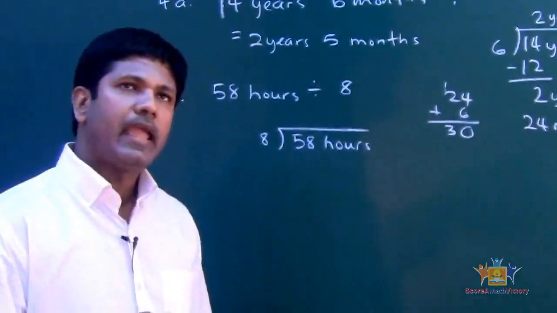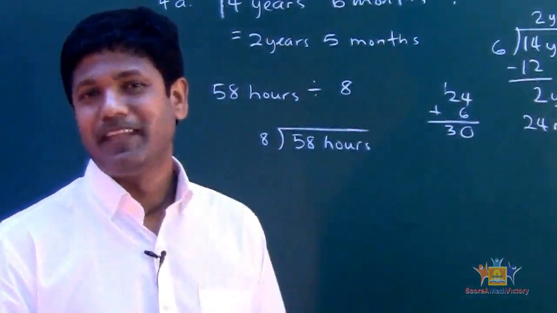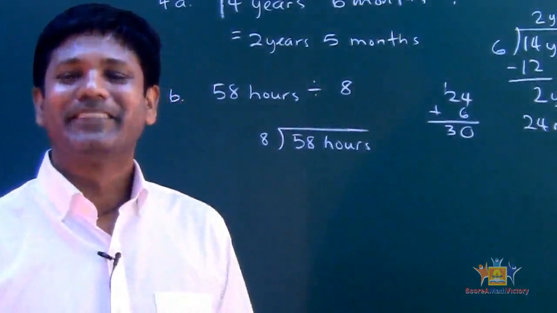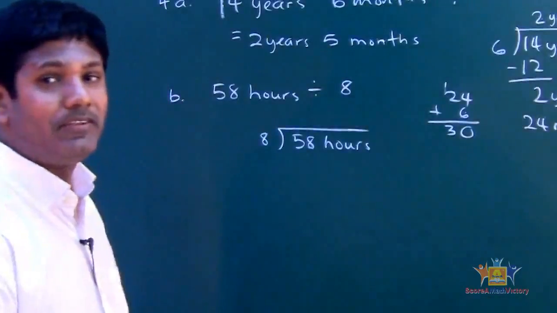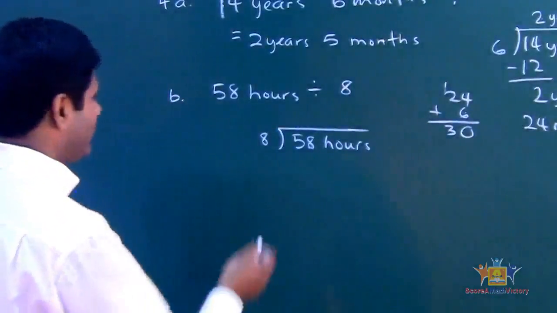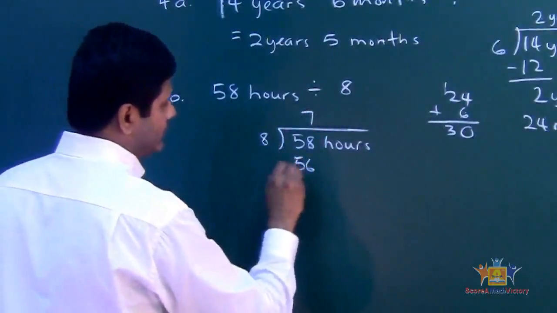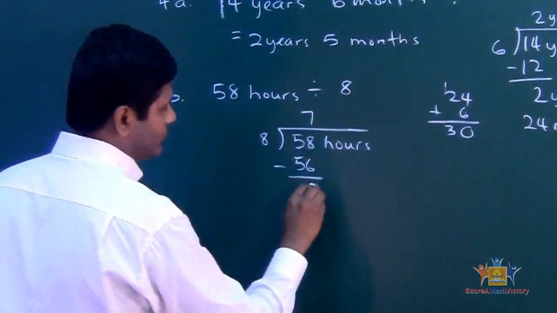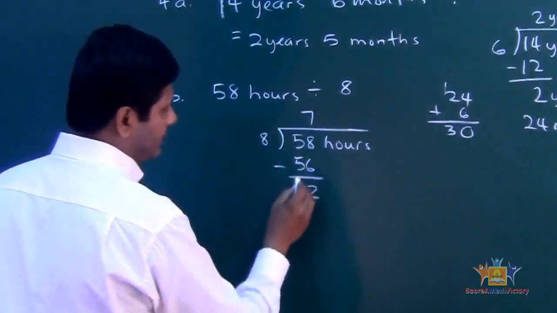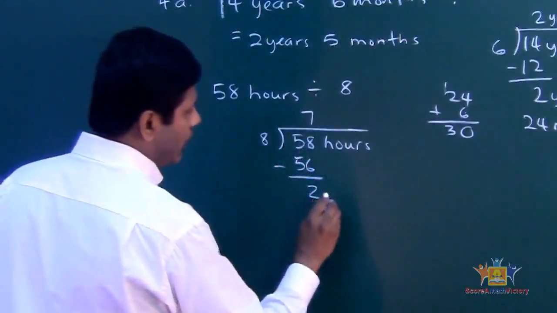Well, let's see. 8 times 7. What's 8 times 7? Good job. Okay? So 8 times 7 is 56. So 7 times 8 is 56. Minus: 8 minus 6 is 2. 5 minus 5 is 0. So you got 2 hours.